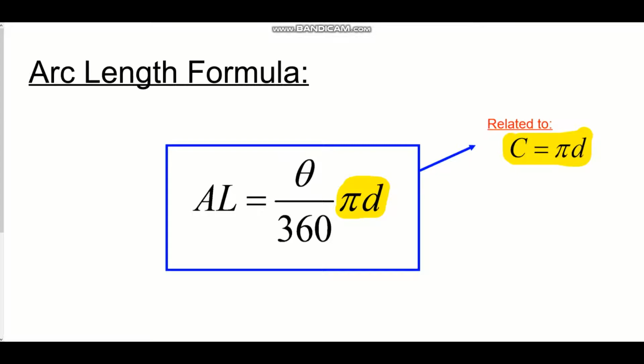And that is because the arc length is just a fraction of the outside edge of the circle. It's just a fraction of the circumference. So arc length is equal to some fraction of the circumference. This term here, theta at the top, is a Greek letter that just means angle. Don't worry too much about that, it just means angle. And that is the internal angle of your arc length. Okay, and I'll show you a little bit more about that in just a second.